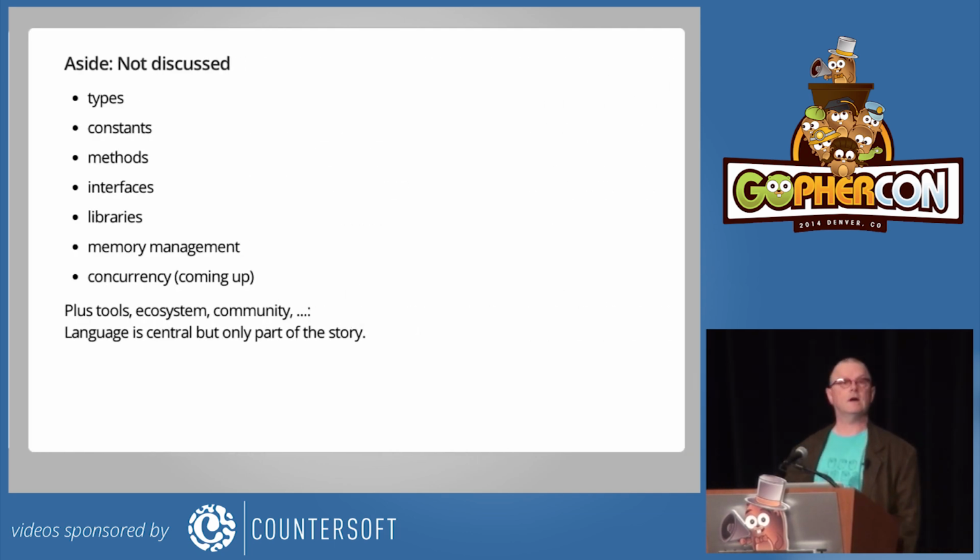There's a whole bunch of things I didn't talk about in this program. I didn't talk about the types very much, what constants are, they're kind of magic in Go, methods, interfaces, how the libraries work, how memory management is. It was garbage collected from day one. We never considered any other option. Concurrency, of course, which is coming up. And then there's the various tools, the ecosystem, the community, the outside world, the ecosystem that develops around that.